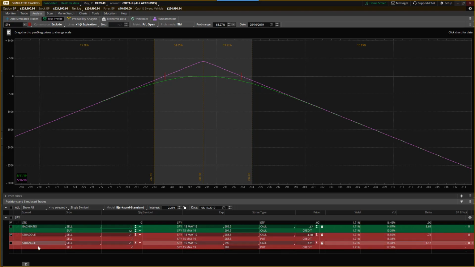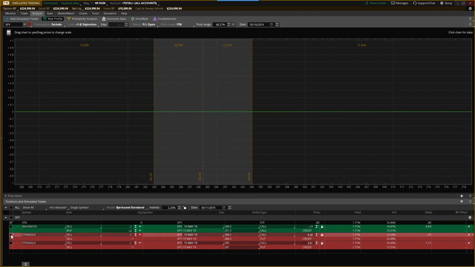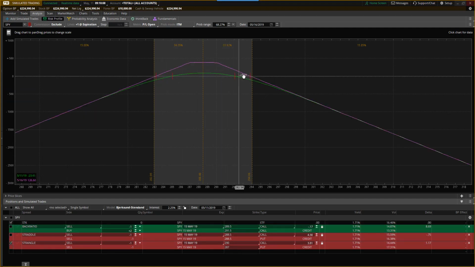The difference between these two is with the straddle, it just forms this pyramid shape, and I don't get to define my break-evens. But with the strangle, I can actually change the shape of the pyramid and stretch out where my break-evens would be at expiration. That way, I can try to fit it within the expected move.